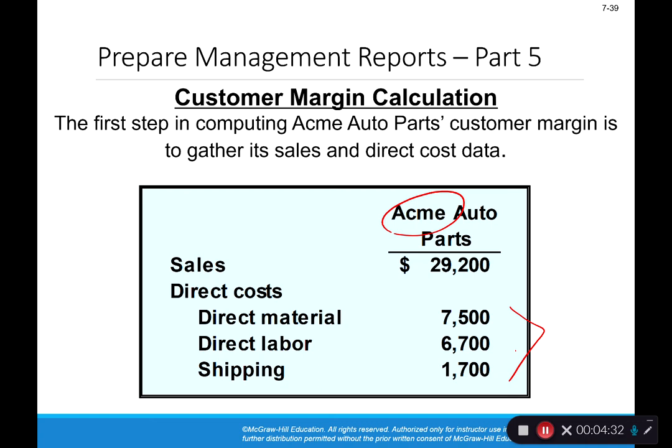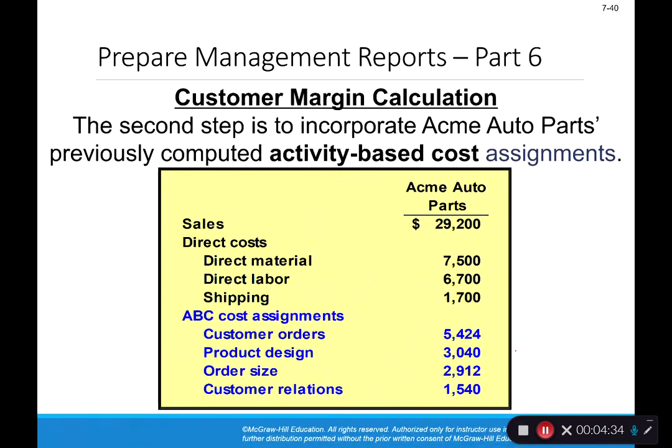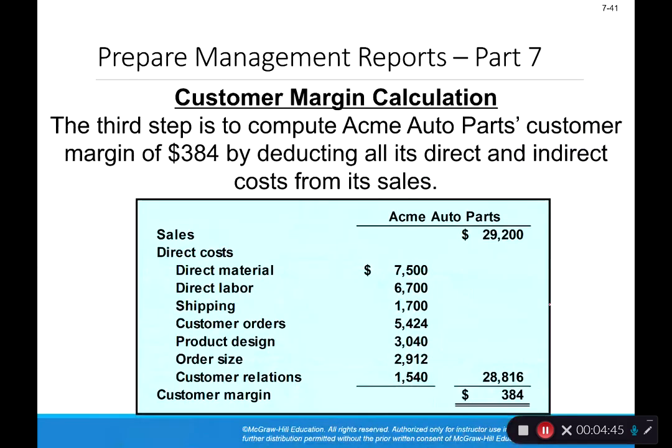Those are directly traceable. Then we take those ABC costs that we assigned for customer orders, product design, order size, and customer relations that we figured out in part 2, and we subtract those out to arrive at our customer margin, which we can see is $384. So after we allocate all related costs to this individual customer, we can see that they're profitable, not hugely so, but at least we're turning a profit by having that customer.